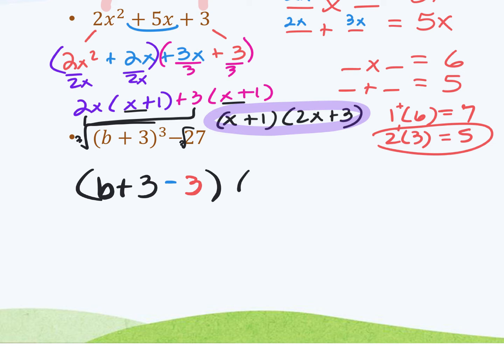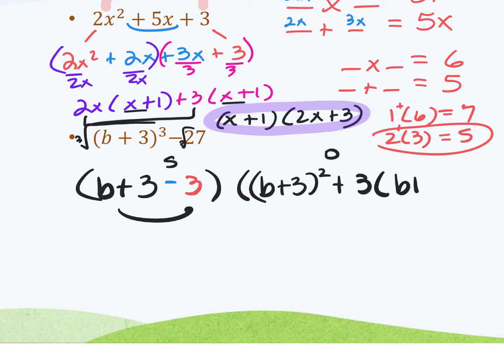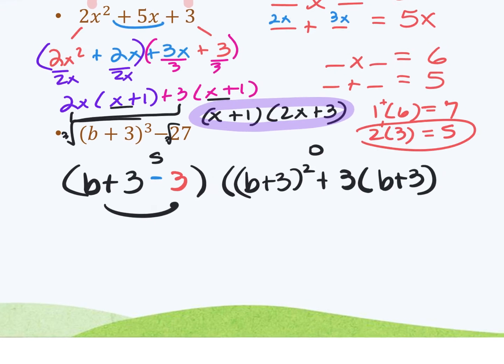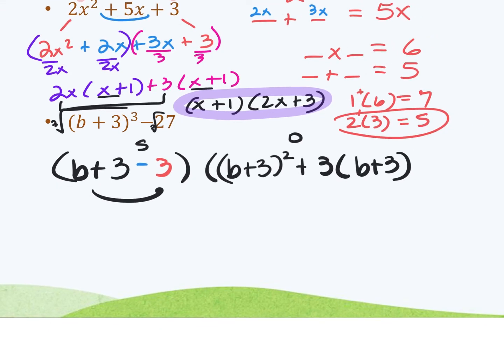And now the next parentheses has this b plus 3 squared, so I'm going to put b plus 3 squared. Then the next term, since we're doing SOAP, same sign, opposite sign, so I put a plus sign. Now remember, the next term is multiplying these two, so I'm going to do 3 times b plus 3. And then the last term, always positive, is going to be the 3 squared.